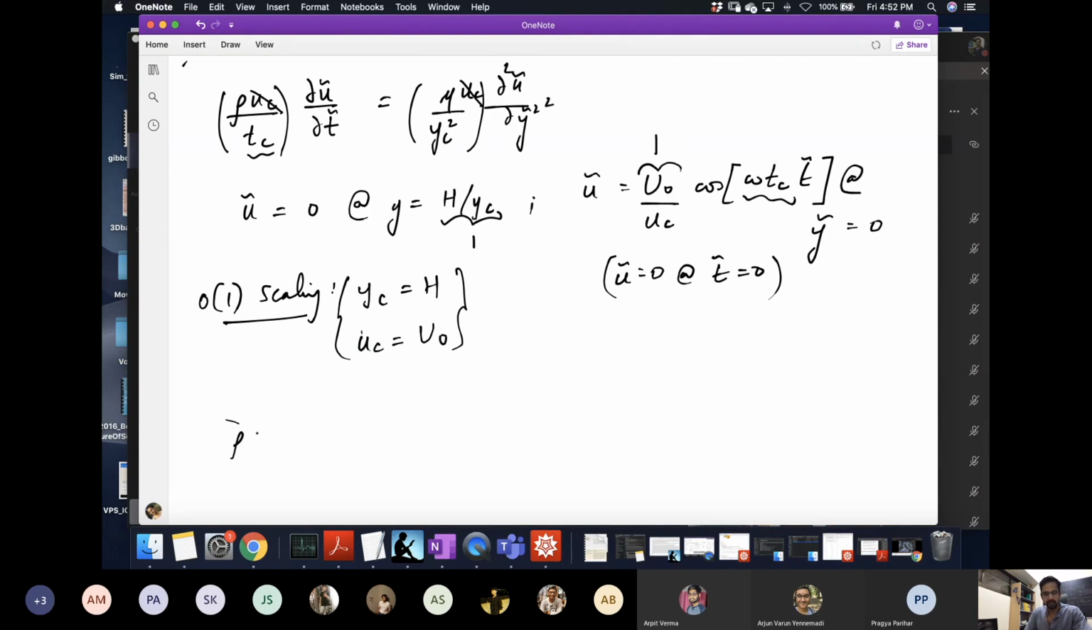So I get rho y characteristic is h, so I'll put rho h square here, divided by mu times Tc, right, that du tilde by dt tilde must be equal to dou square u tilde by dou y tilde square.